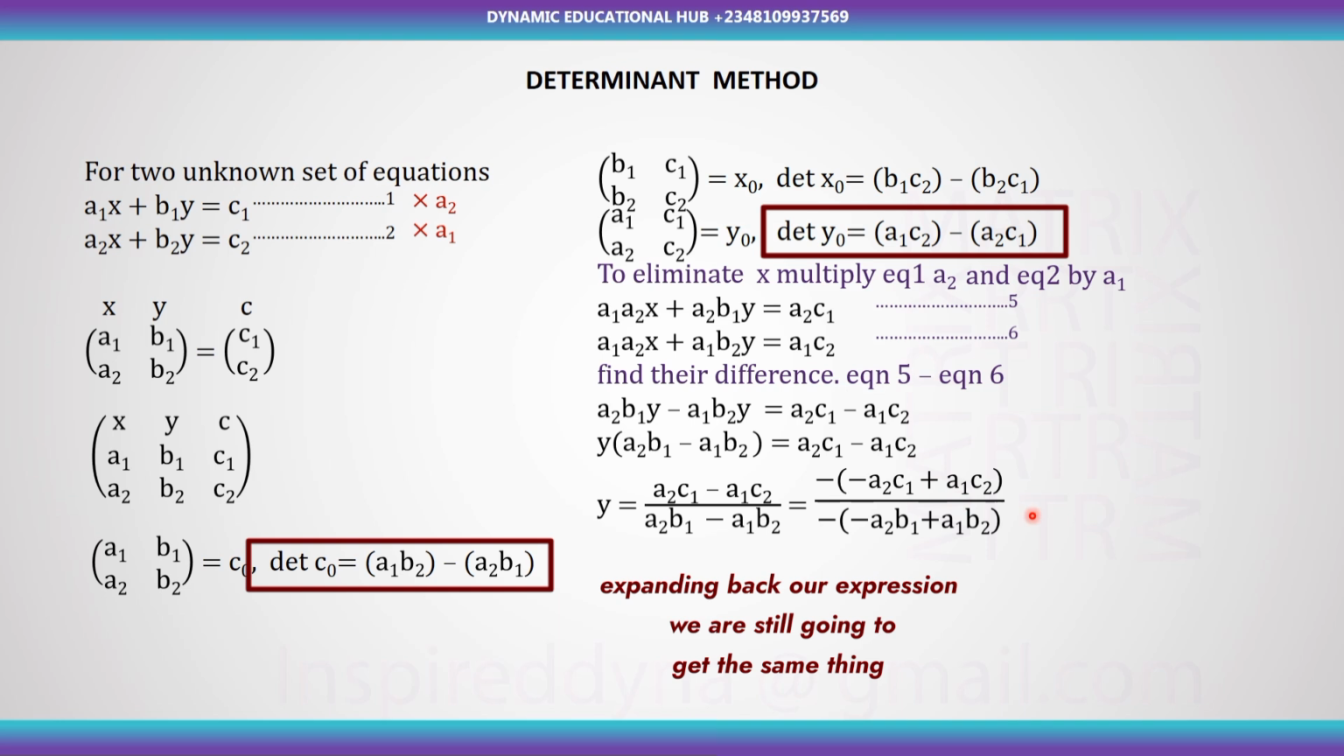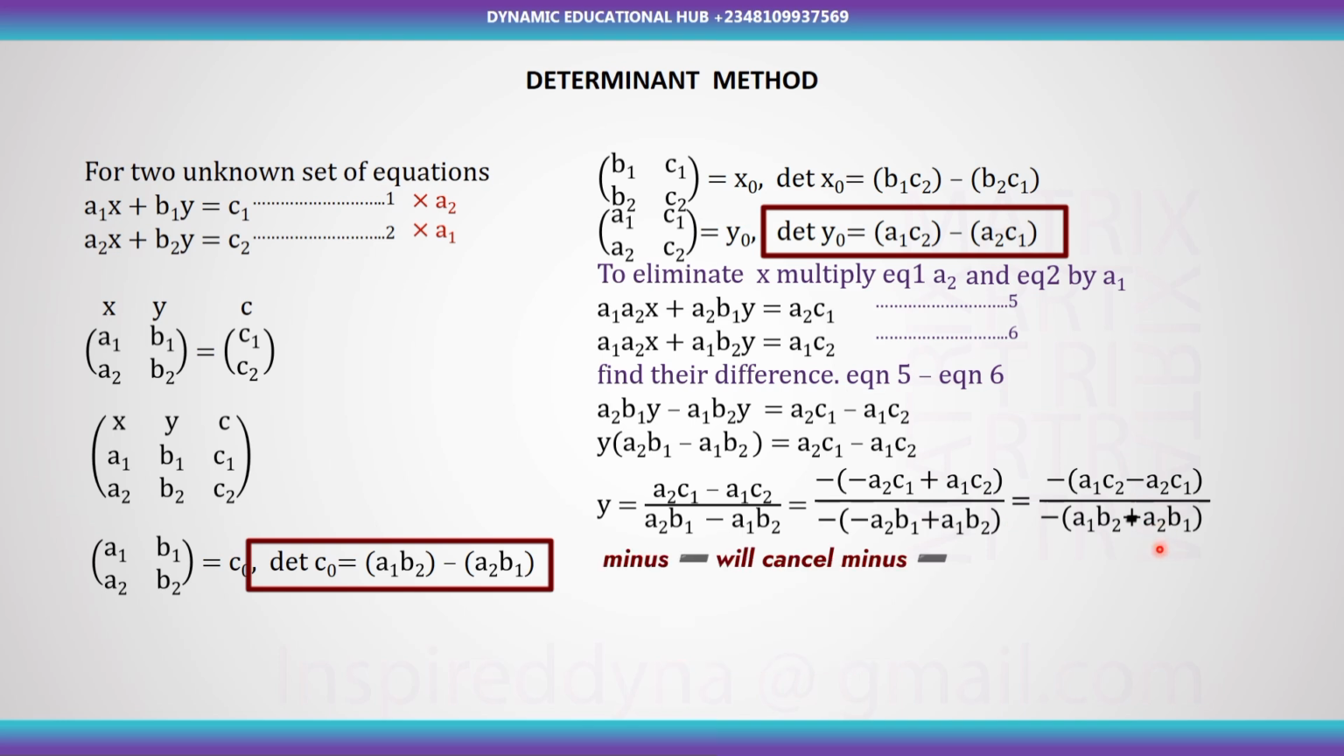Now we have this. We can rewrite the numerator and the denominator, the ones that are inside the bracket. Rewriting them, don't forget your minus is outside. It means that we want to write A1C2 first minus A2C1 here. The same thing, you are writing A1B2 first minus A2B1, and that is what we have over here.